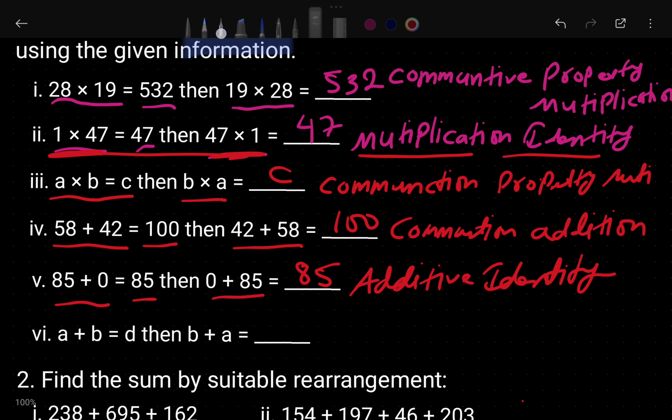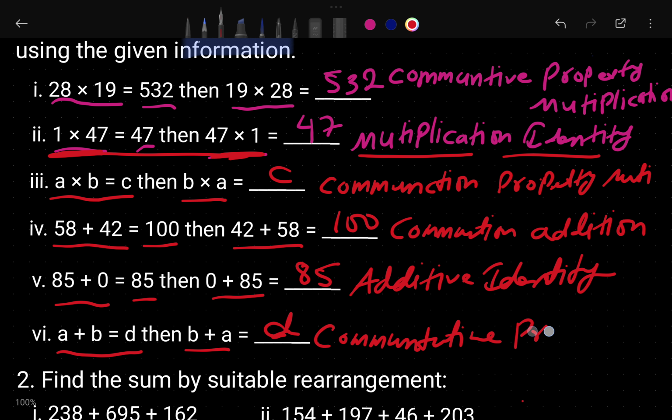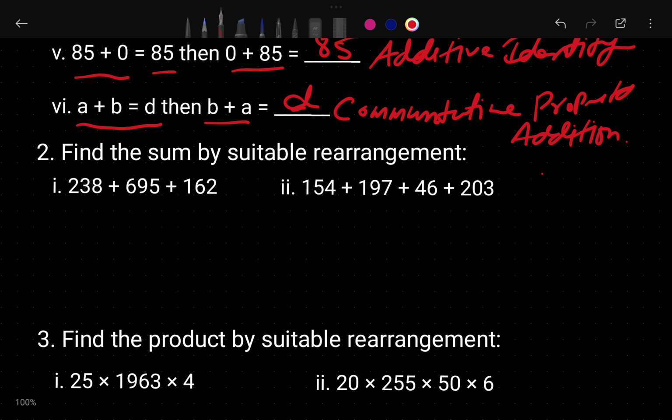So let's talk about the last one. This is a plus b equals d, b plus a equals, it is always d. So this is the commutative property of addition. Okay? This is the commutative property of addition. Is it clear?